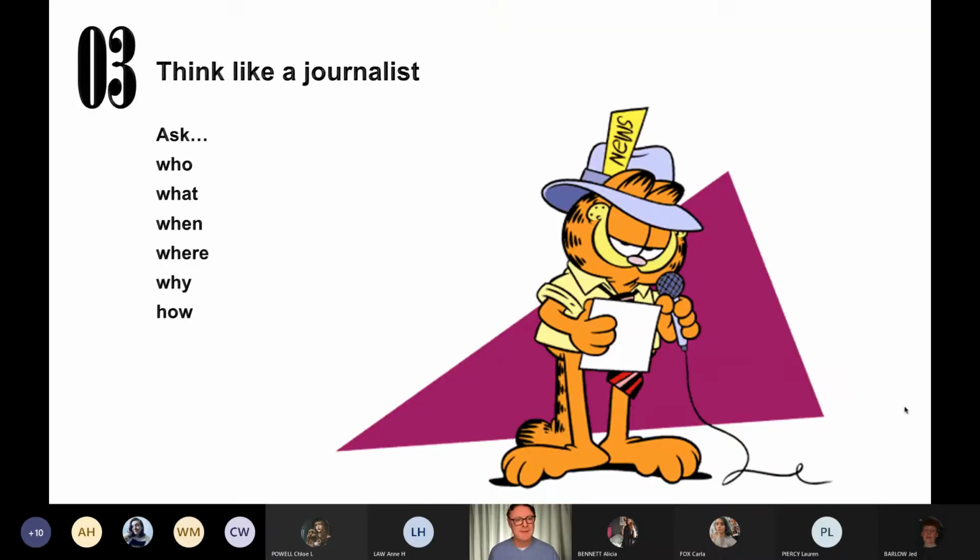Tip number 3, think like a journalist. That's really important, because in many ways, as a graphic designer, you're a problem solver, you're always looking for the answer. Think of it like looking for the smoking gun, the clue, the evidence. You ask questions as to who, what, when, where, why, and how. You've probably heard those terms before.